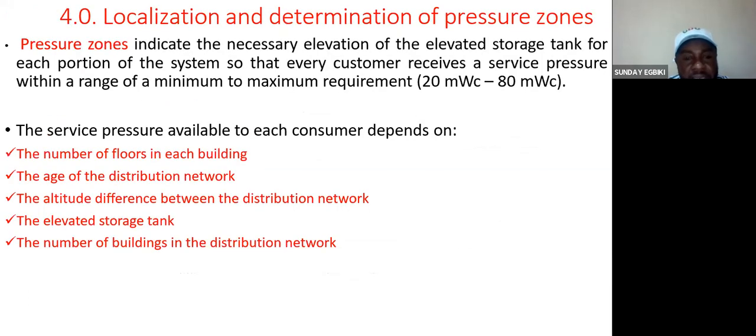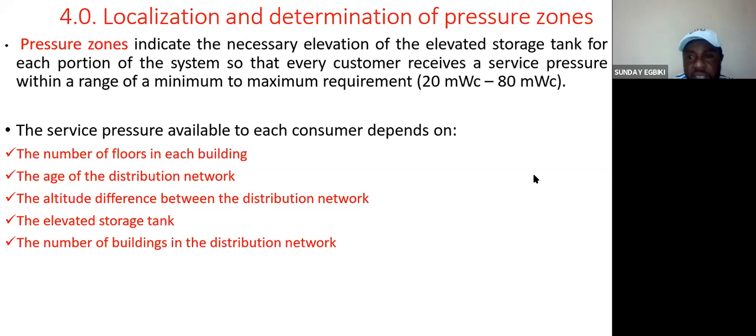Now, the first step is site visit and survey information. The second step is housing density and population projection. The third step is localization and water demand. Now, the fourth step is localization and pressure zoning. This is where you will pay more attention.